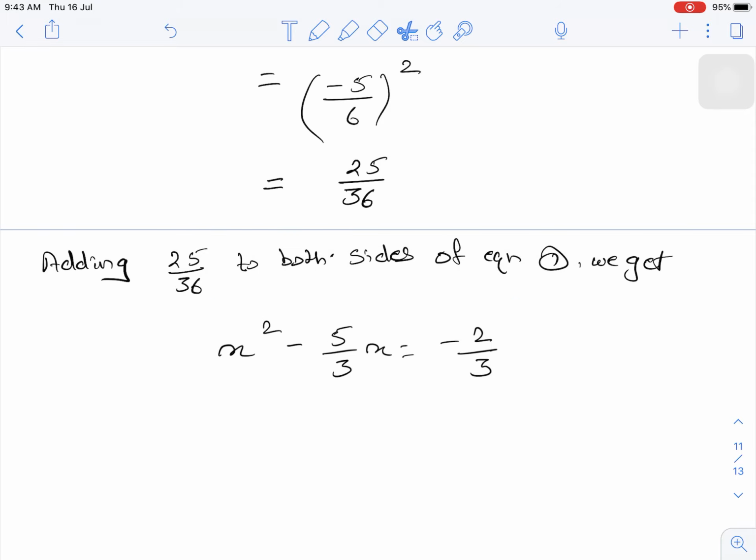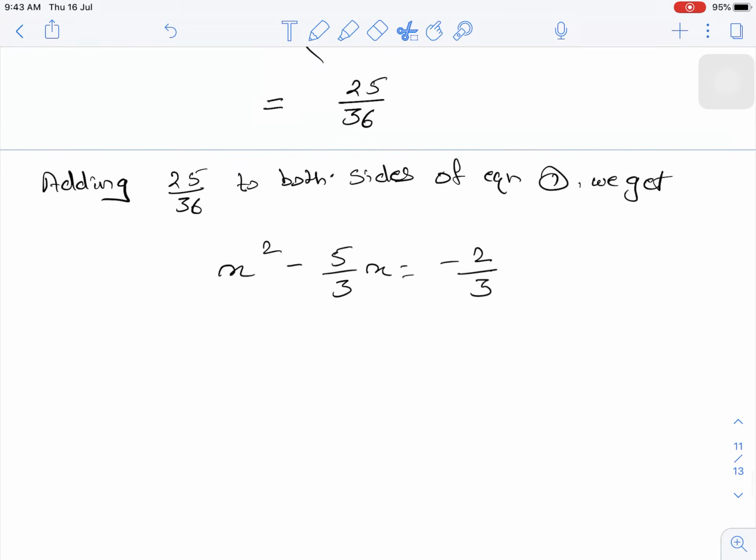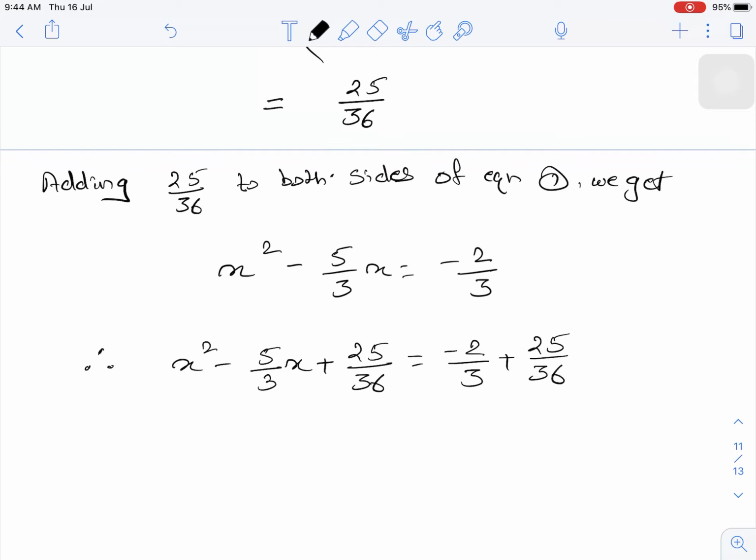So this is our equation number 1. Now what are we going to do? We are going to add this 25 upon 36 to both sides of this equation. Therefore you will get x square minus 5 upon 3x plus 25 upon 36 equals minus 2 upon 3 plus 25 upon 36.